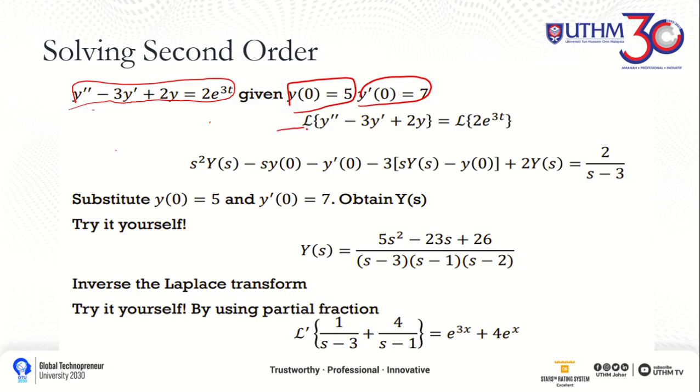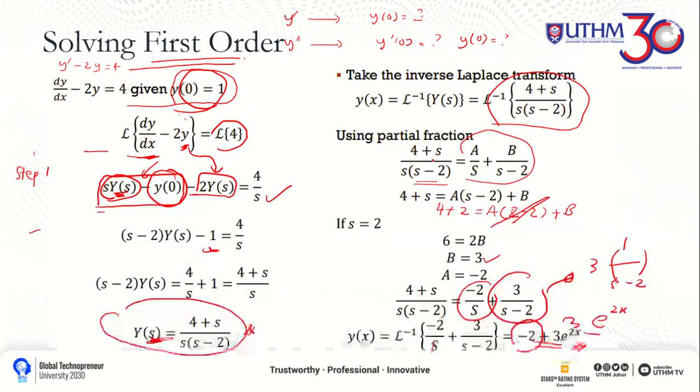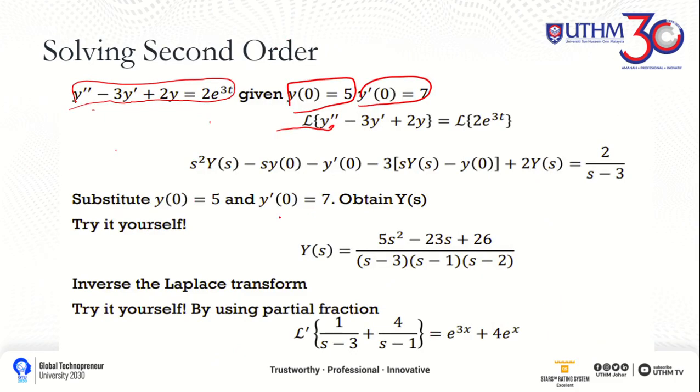When we do the Laplace of y double prime, basically you will get s squared Y(s) minus s y(0) minus y prime (0). So this is after you do the Laplace transform for the second derivative.